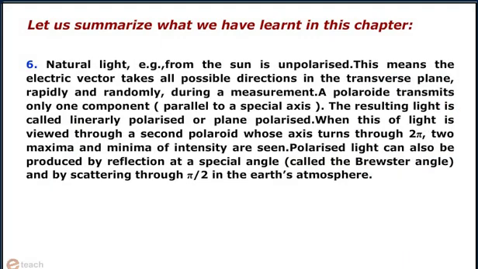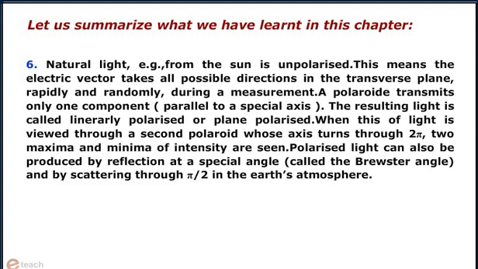Natural light, for example from the sun, is unpolarized. This means that the electric vector takes all possible directions in the transverse plane rapidly and randomly during a measurement. A polaroid transmits only the component parallel to a special axis. The resulting light is called linearly polarized or plane polarized.